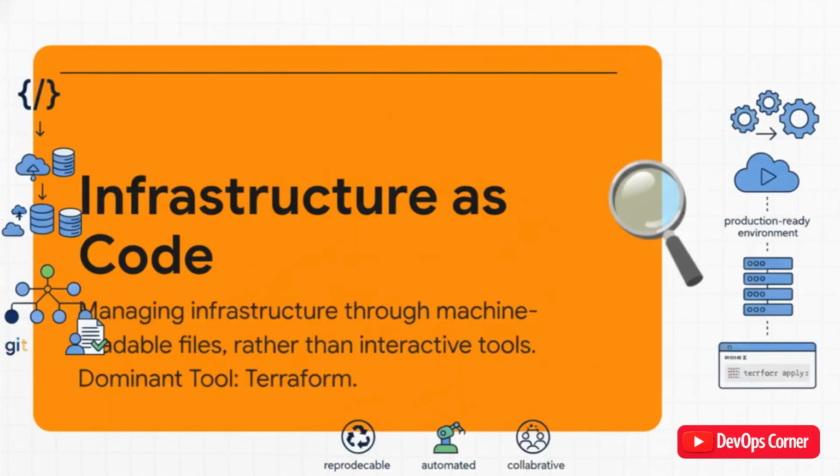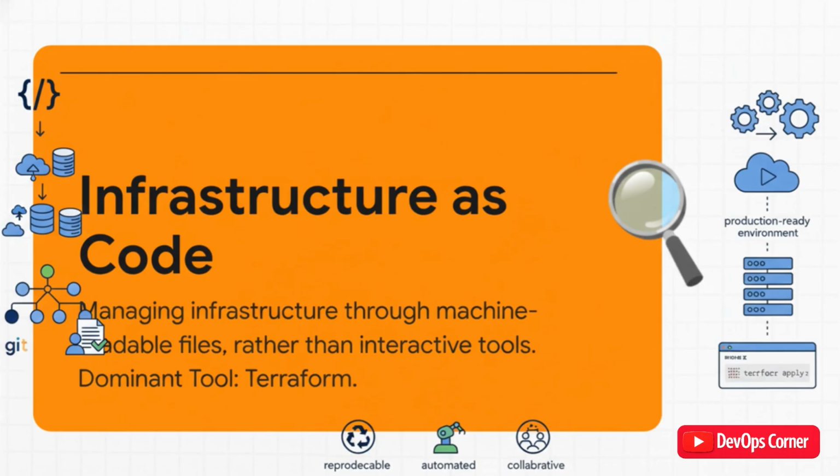We solved this with a huge paradigm shift called Infrastructure as Code, or IaC, and the dominant tool in this space is Terraform. The whole idea is to define our entire cloud infrastructure, our servers, our networks, our databases, in configuration files, just like we write application code. These files become the single source of truth for exactly what our infrastructure should look like.